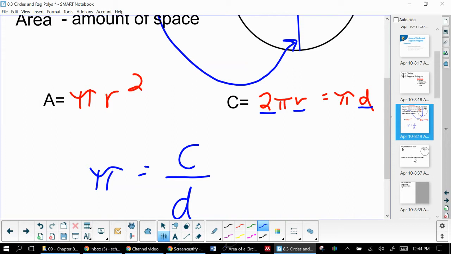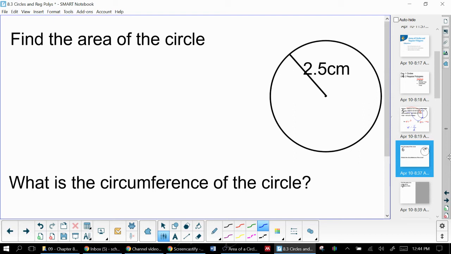Okay, so let's go ahead and do some examples. Those are the only two formulas you're going to need. So the first one here is going to be just finding the area, or finding the circumference. And so we're going to start off with the area of the circle. So you're going to need a calculator for this one. And I'm going to show you two different ways you could leave your answer for these.